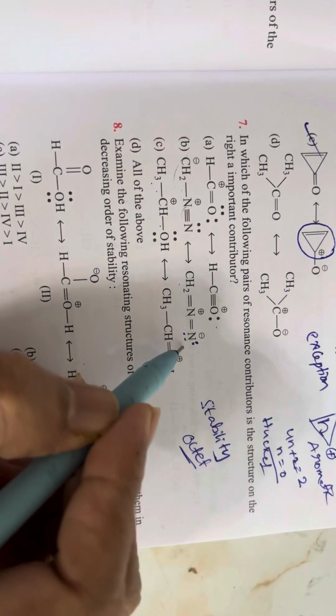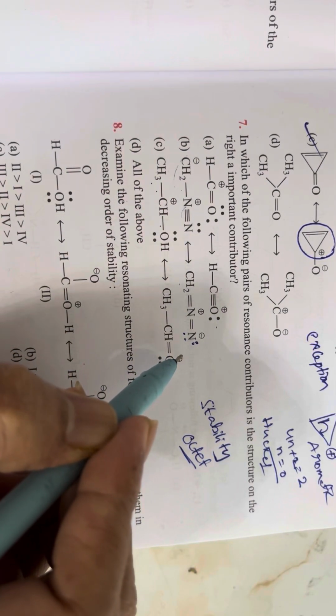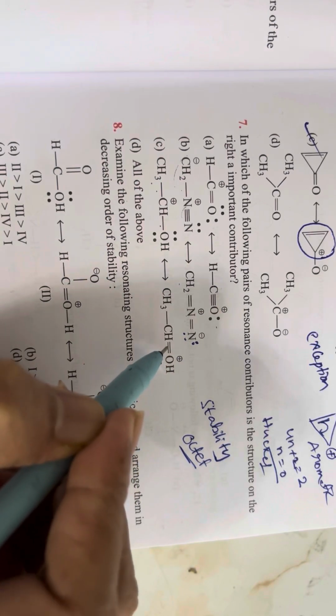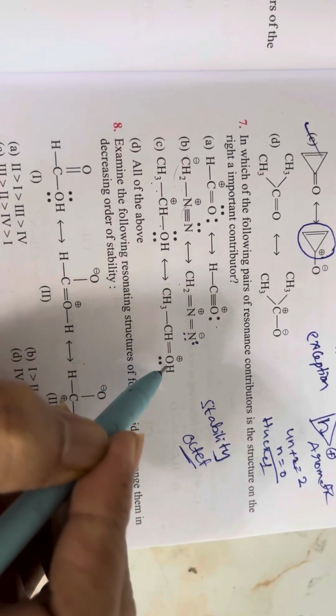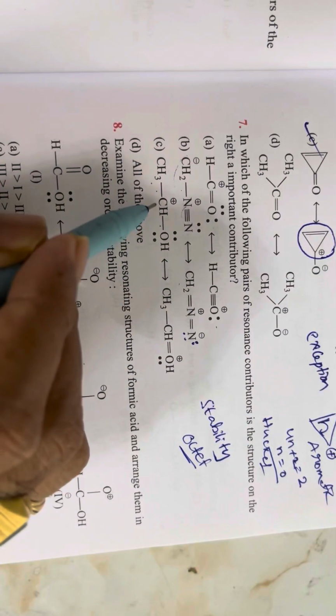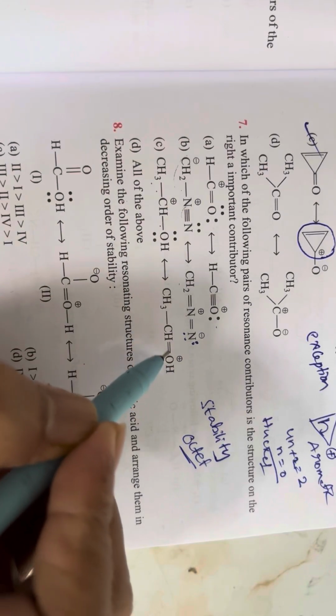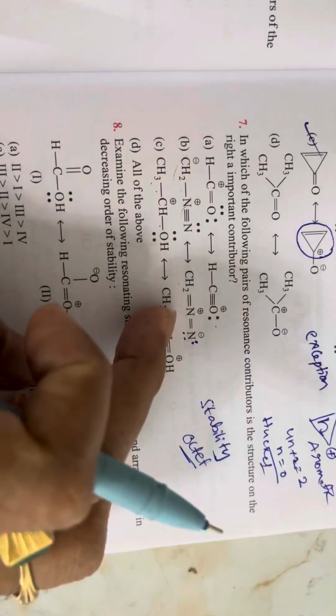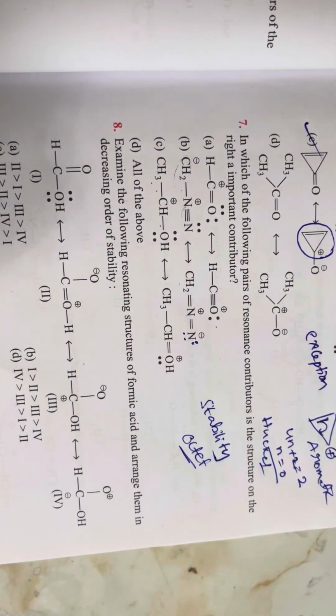But here, even with O plus, octet configuration is there. With OH, 1 bond is there. C and O double bond, lone pair. If you count the total, 8 electrons will come. Here 6 only, but here 8. Every one at 8 electrons. So in all of the above, the right side ones are more stable.